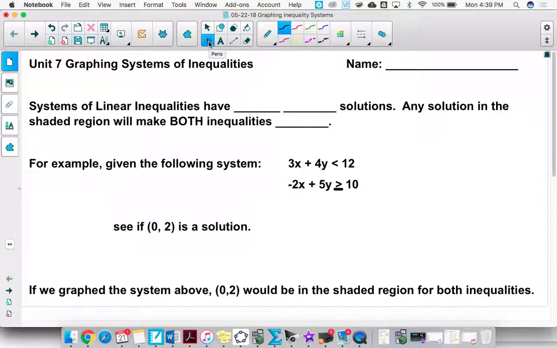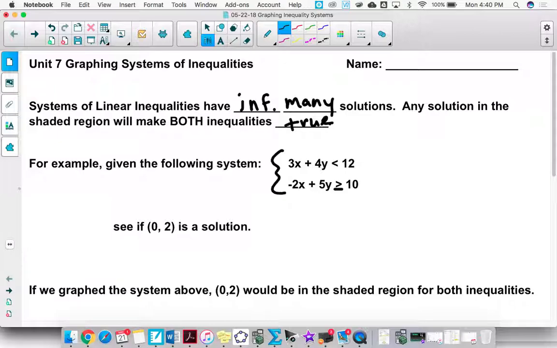Yesterday you learned how to graph a linear inequality that involved shading, and there was only one inequality. Today what you're going to learn is what happens if we have a system of inequalities. A system of inequalities just means, like you see here, you have more than one linear inequality. So systems of linear inequalities will have, I'm going to say, infinitely many solutions. Anything that falls in the shaded regions will have to make both inequalities true.